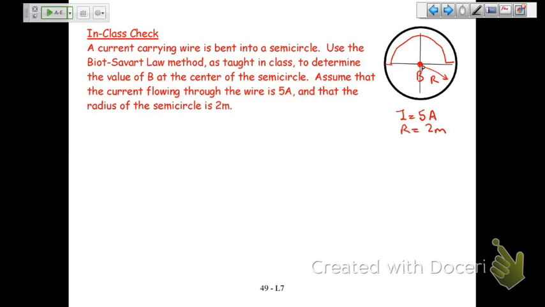Here I've given you the radius again, so we'll just go through that. The first thing I'm going to do is visualize. There's my B, here's my delta S, and here's my R hat.